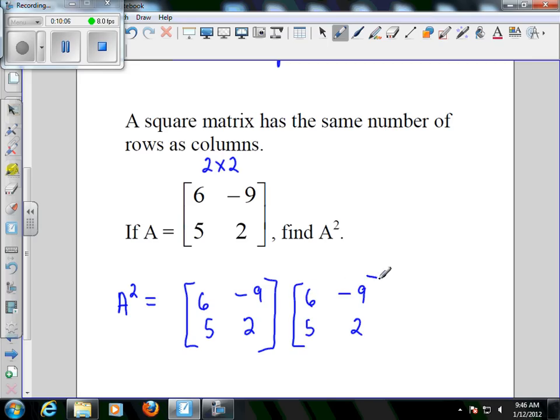And this is what I would like you to do for the next class, is to try this problem and see if you can come up with A squared.